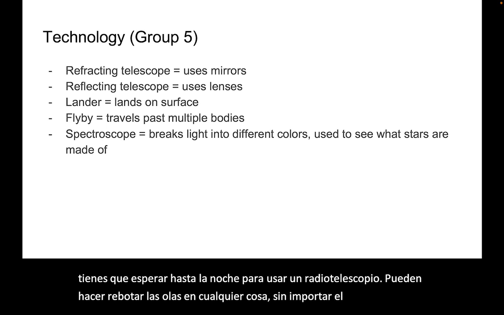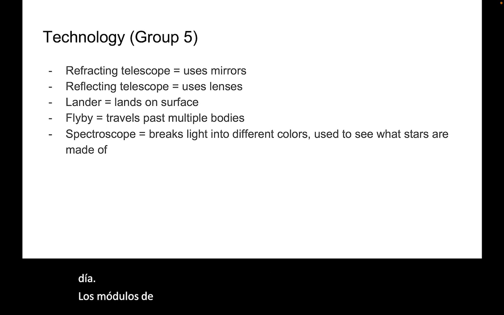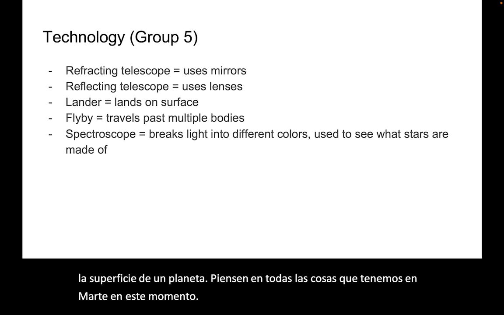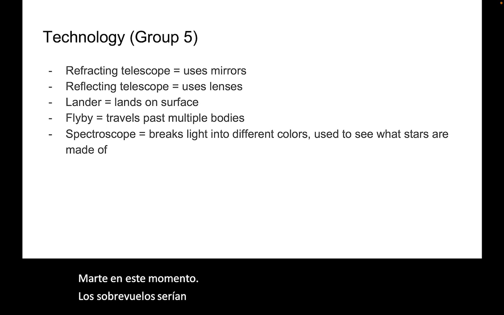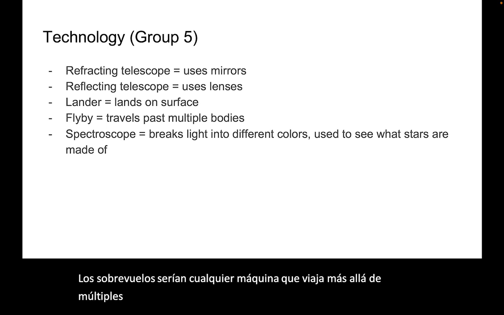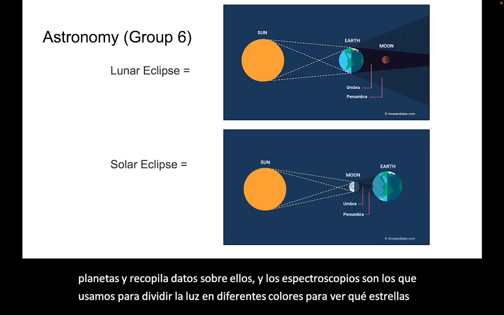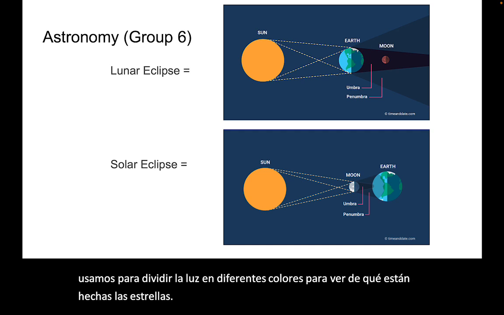Landers are any machine or rover that lands on a planet's surface. Think of all the stuff we have on Mars right now. Flybys would be any machine that travels past multiple planets and gathers data about them. And spectroscopes are the ones that we use to break light into different colors to see what stars are made out of. All right, moving on to astronomy.